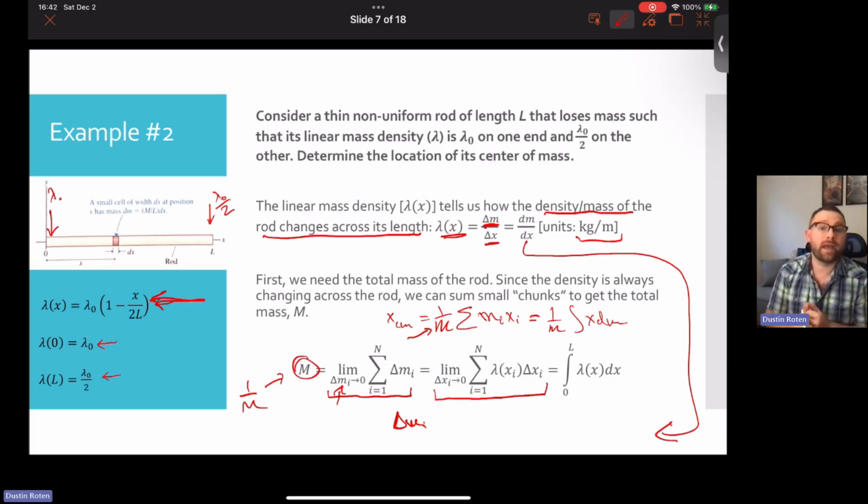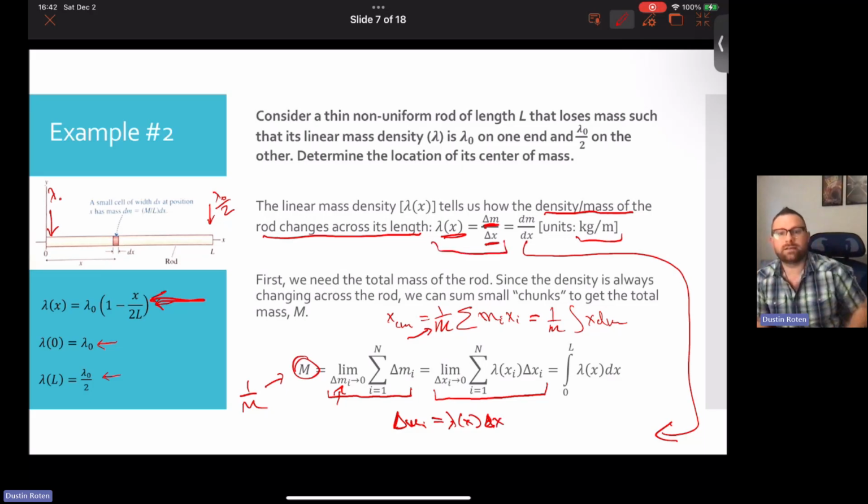I can rewrite it based off my equation for linear mass density. So what I'm going to do is solve for delta m. Now I know that's going to be lambda times delta x. All I've done is I just took my equation up here and I multiplied my delta x over to the other side, okay? So now I have delta m equals linear mass density times delta x. So I just substitute that in for my delta m. Now I can take this delta x and make it incredibly small. And when I make my delta x really small, it turns into an integral.